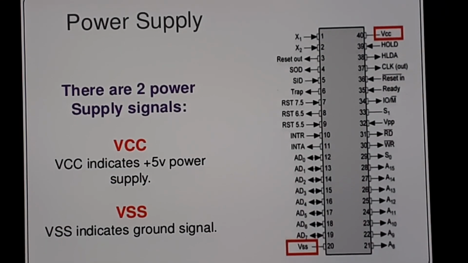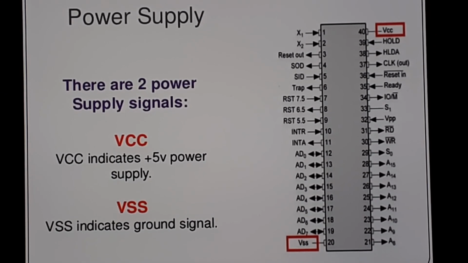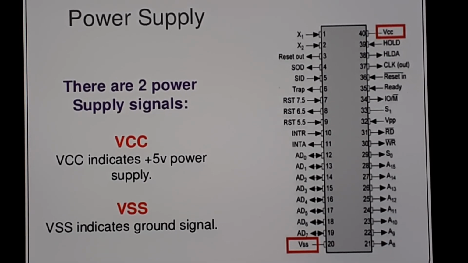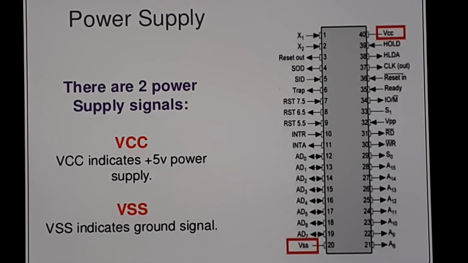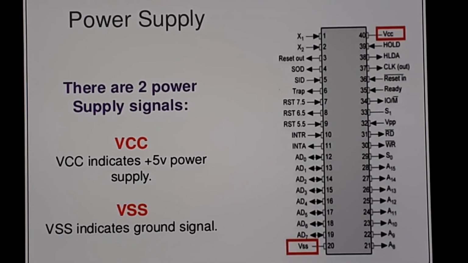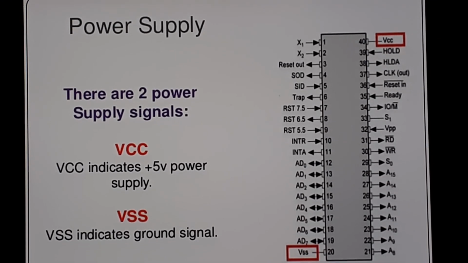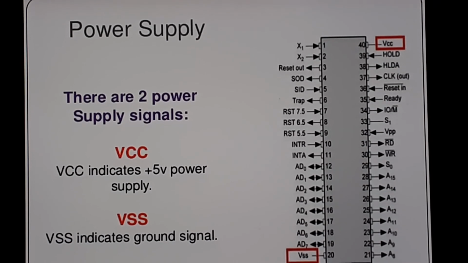Now the last pins, which have never been asked in the exam, are VCC and VSS. All the rest of the pins have been asked at least 1 or 2 times in the board past papers. So these are the 2 pins which have never been asked. Number 1 is VCC and VSS. As you can see in the pin diagram, pin number 20 is VSS and pin number 40 is VCC.